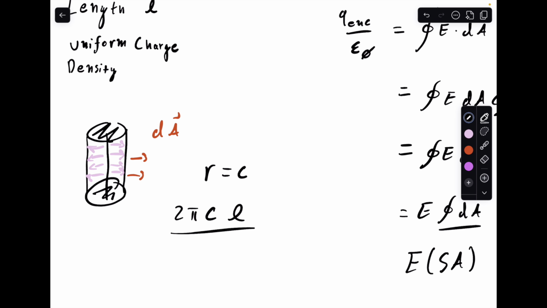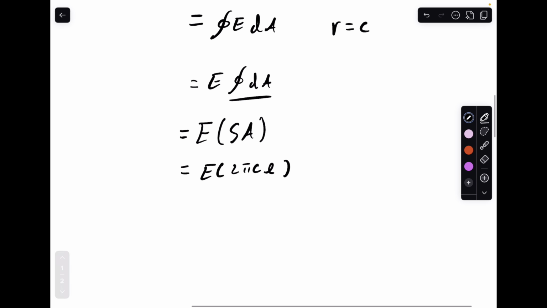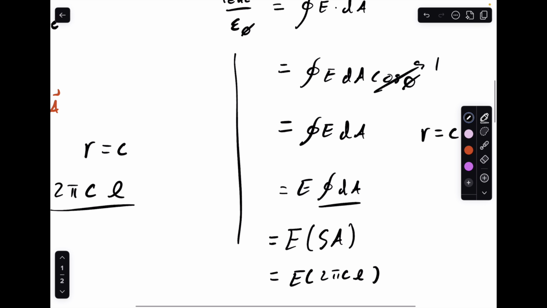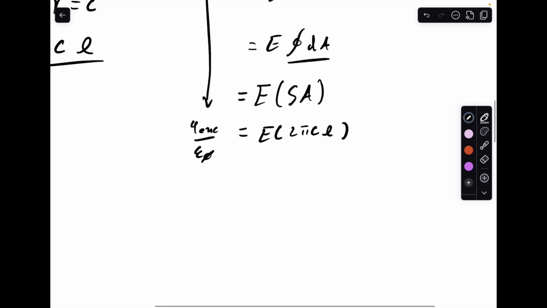So knowing that we're going to ignore edge effects, now our surface area, we can sub that in here, E times 2 pi CL. And now I'll bring down that left side, where Q enclosed divided by epsilon naught is equal to E times 2 pi CL. And you might be thinking at this point, well, wouldn't that just be infinity, because L goes to infinity? I'm leaving L like that on purpose because I know it will cancel later. So ignore that for now and we'll keep going. You'll see how it plays out.